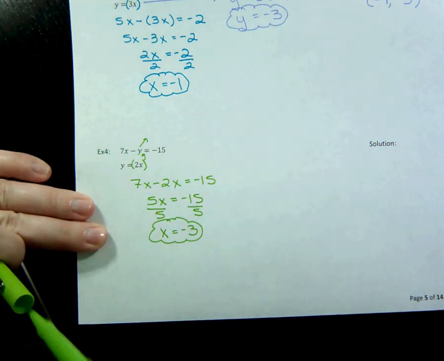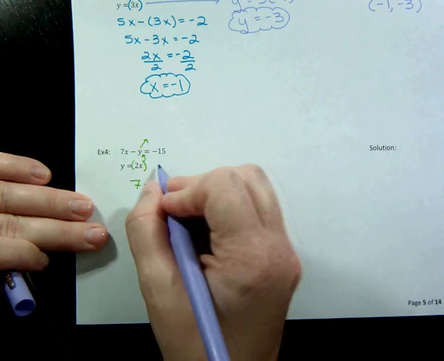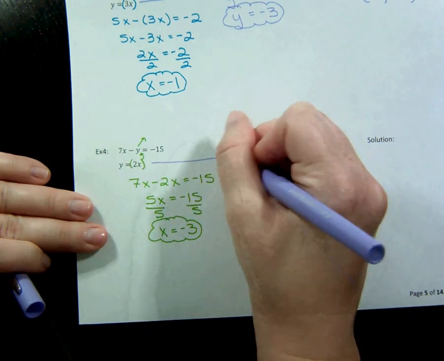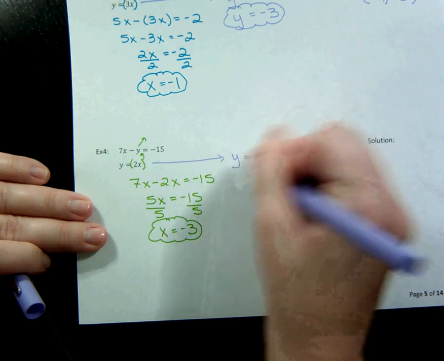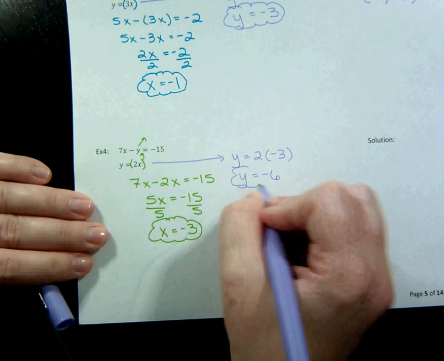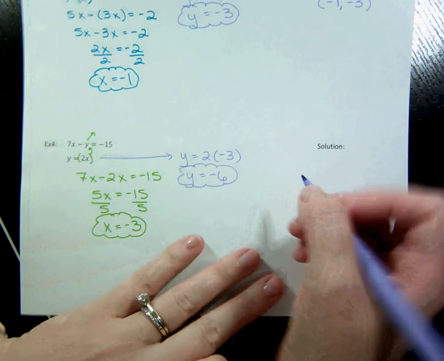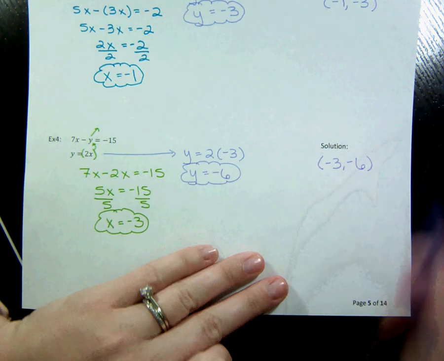Now we're going to use that to get our second answer. I'm going to plug into the second equation again because it looks easier. Y equals 2 times x, which is negative 3. So y equals negative 6. And then we write our solution as an ordered pair, negative 3, negative 6.